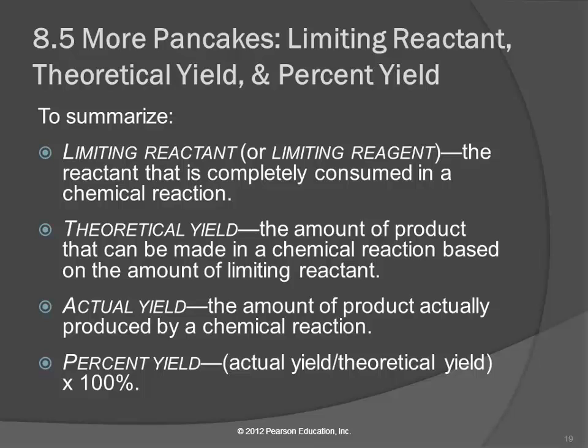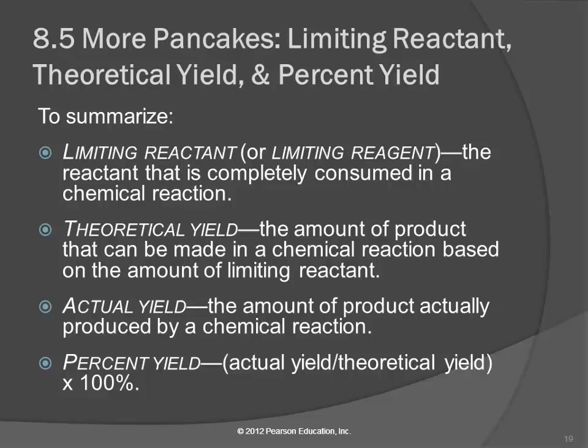So here's the summary slide. The limiting reactant, or the limiting reagent, is the one that is completely consumed. So that's the one that gets all used up. In our pancake example, we used up all the flour. We're going to have some eggs and baking powder left over. And in cooking, that's often the way it is. You set out to make a cake or something. You don't have the exact amounts of every ingredient in your house. You've got extras of most of them.